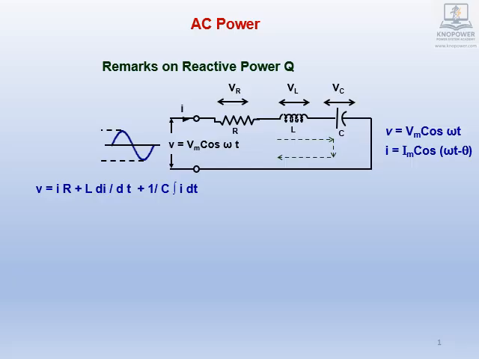Applying KVL, Kirchhoff's voltage law, V equals I into R plus L di by dt plus 1 by C integral I dt. The first term, IR, is the voltage drop VR across the resistor. The second term, L di by dt, is the voltage drop VL across the inductor. The third term, 1 by C integral I dt, is the voltage drop VC across the capacitor.